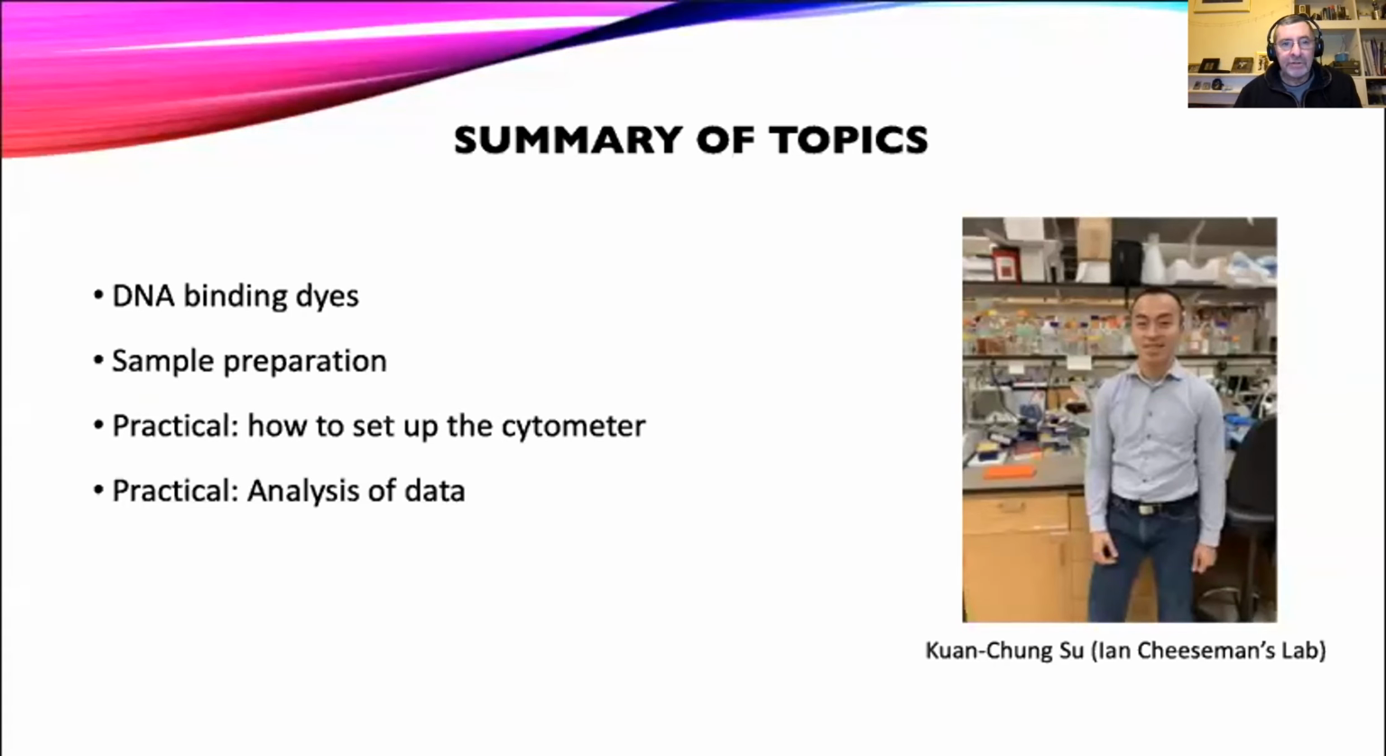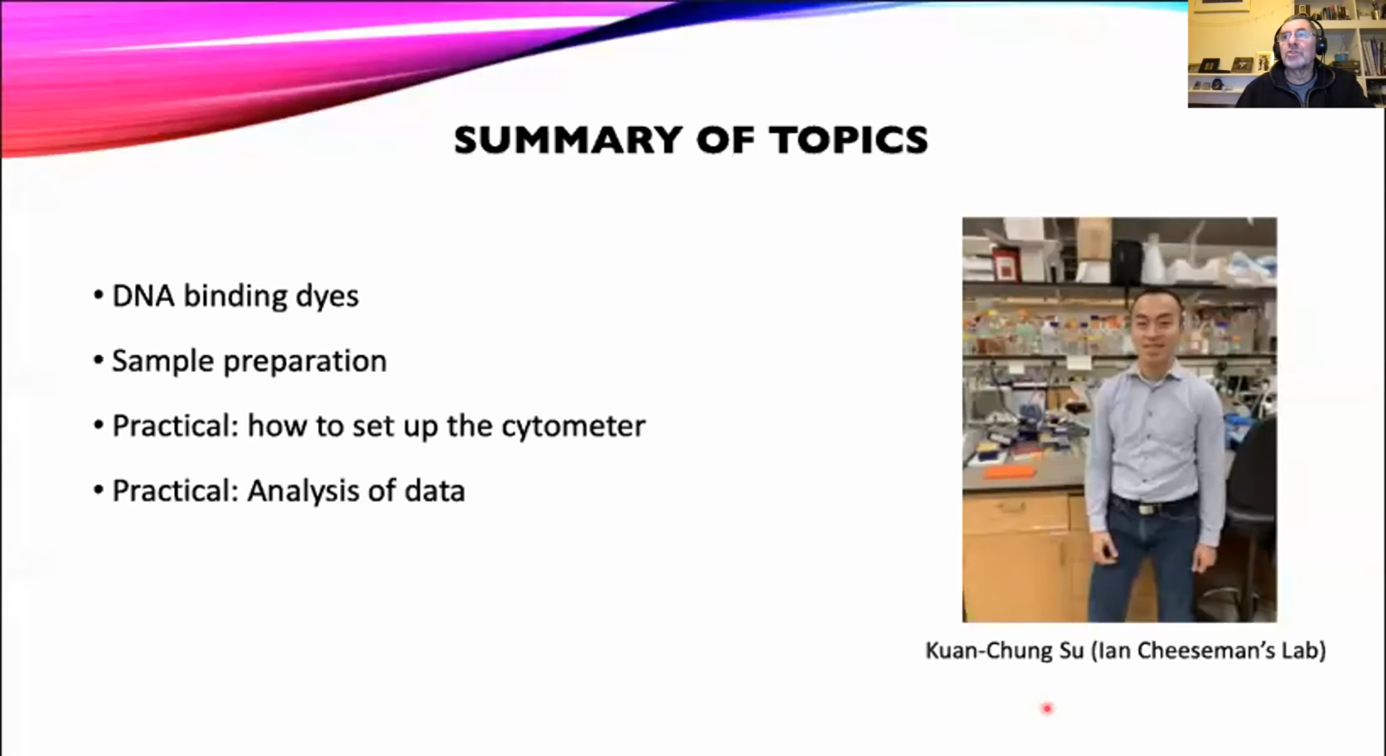So we're going to be using FACSDiva to do the acquisition. We're going to be running it on a FACSAria. And then we're going to do some practical analysis of the data using FlowJo. And right at the beginning of today, a big shout out to Quan Chung, who's actually provided the samples for today's demonstration. And he's in Cheeseman's lab at the Whitehead Institute. So thanks very much, Quan Chung, for that.